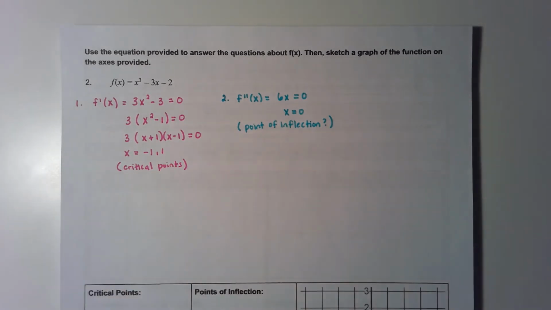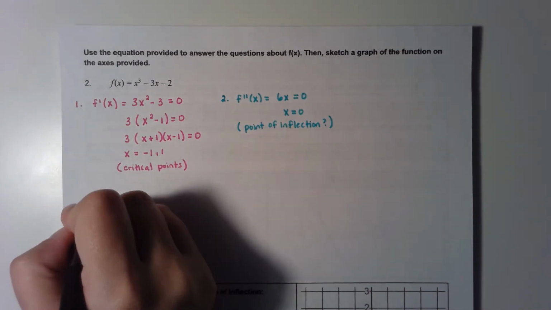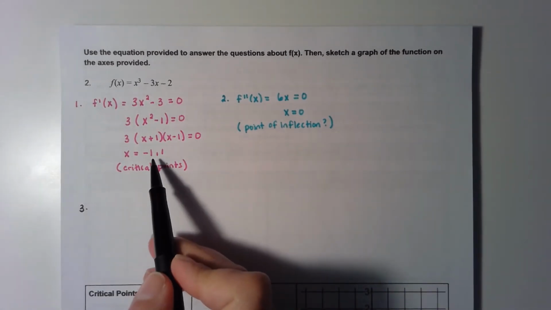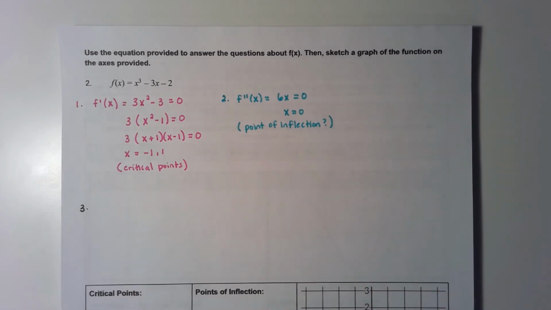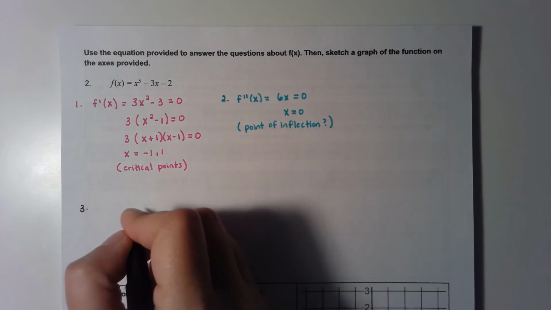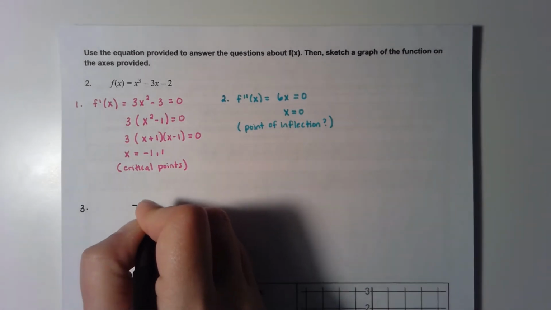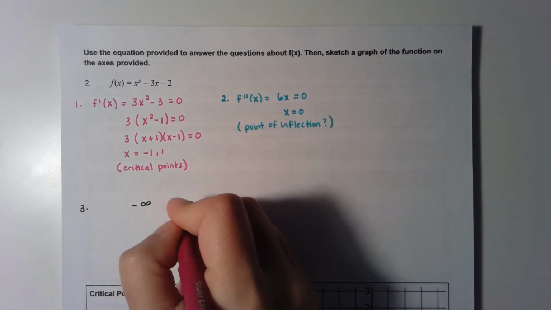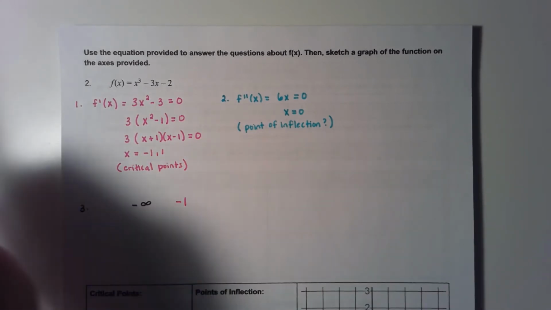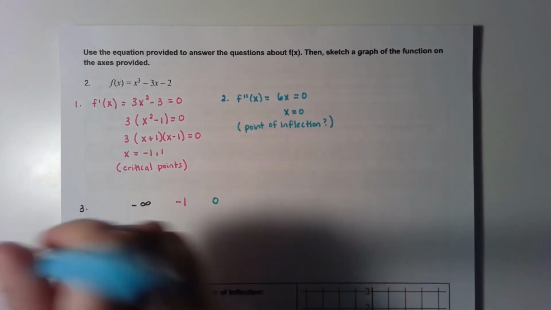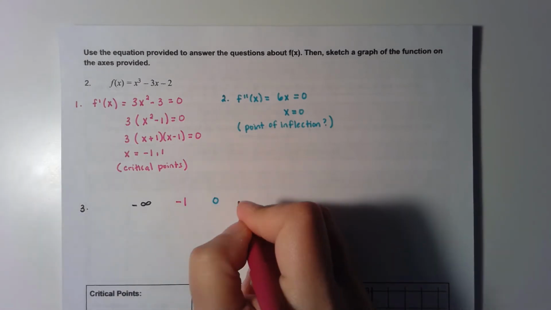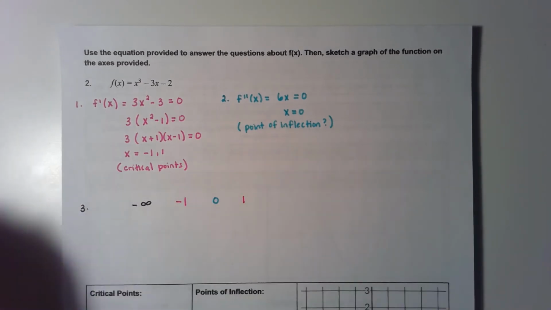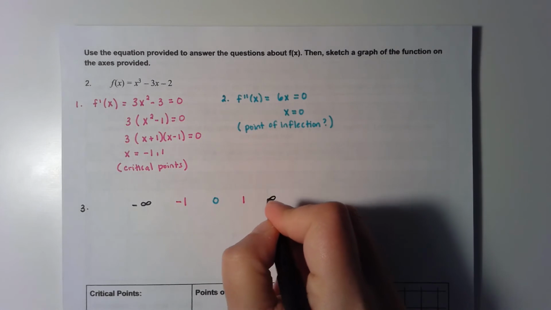Now, next, we're going to make a table. And here's how we're going to make our table. We're going to take the values that we found from the critical points and the points of inflection and put them into one mega table. So here's how this is going to work. Negative infinity will be the beginning. And then we're going to put these points in order. So -1 was one of the critical points. 0 would come next. That was the potential point of inflection. Then +1, and then infinity would be at the end.